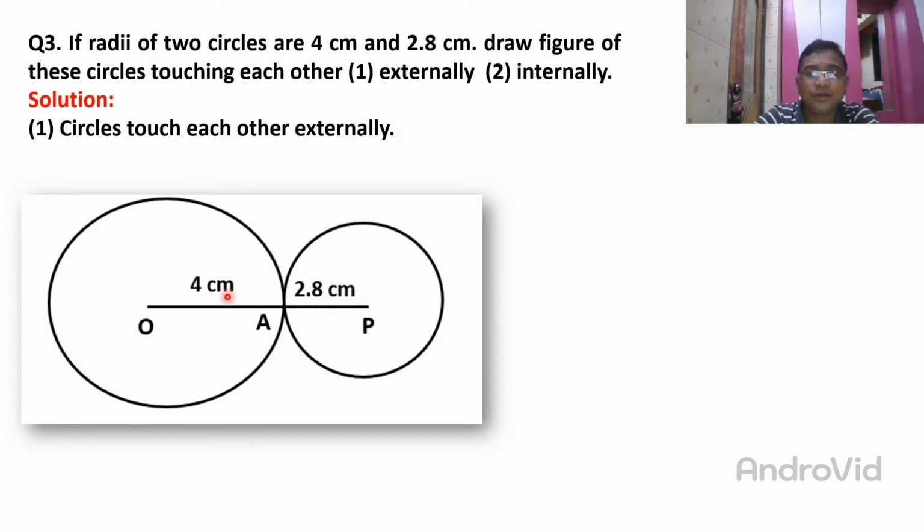When we draw these two circles touching each other externally, we draw them this way. If you want to find the distance between the two centers, you find OA plus AP, so 4 plus 2.8, 6.8. But they have not asked for the distance, they only ask you to show the diagram. So remember, this is an external touch. This is the external point.